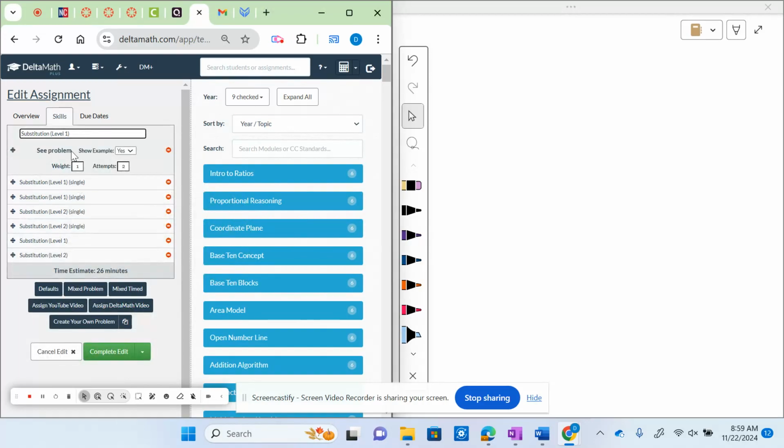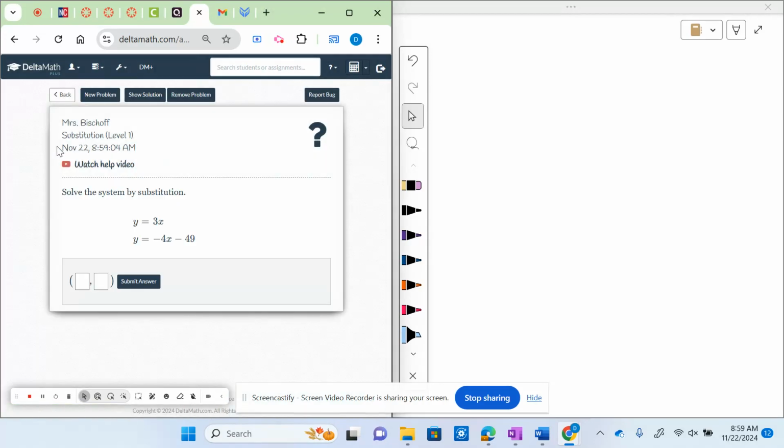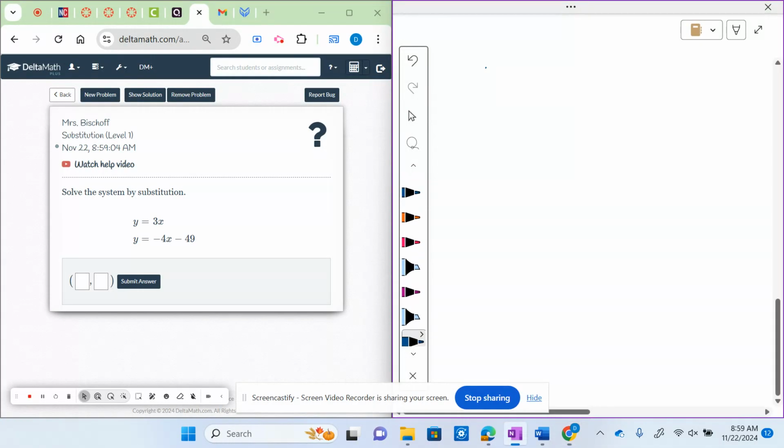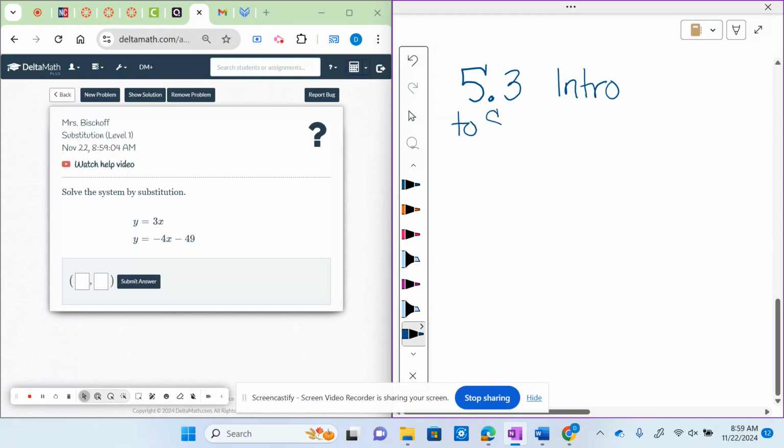Okay, so you are clicking on that link, hopefully, in your Delta Math. We're going to 5.3. It's called Introduction to Systems, Solving Systems. So I'm going to write this down. Lesson 5.3. It really says introduction, but I'm abbreviating that. Intro to solving systems with substitution. So you're writing this at the top of your journal page.